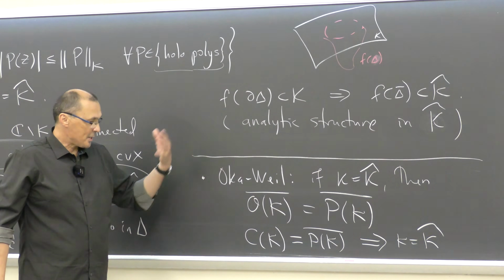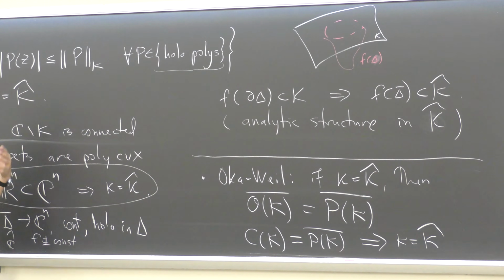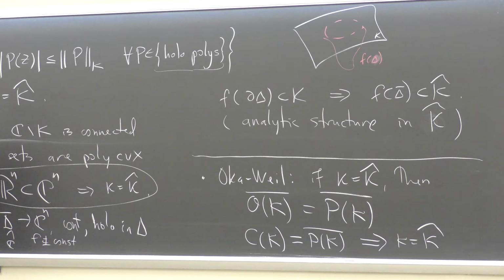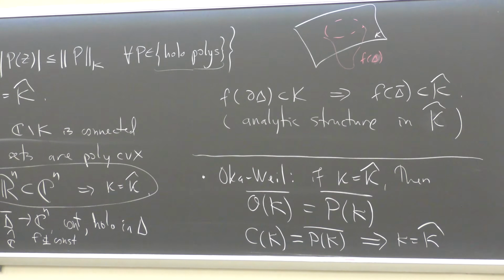And well, in Runge's theorem, the way we teach it in one variable is we simply say that the complement is connected for this to hold. But that's exactly the condition of polynomial convexity in one variable.